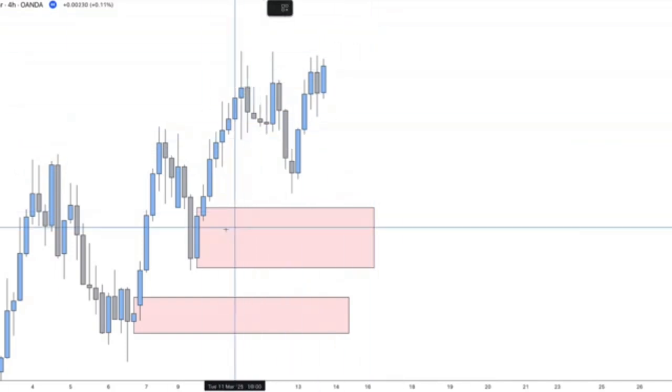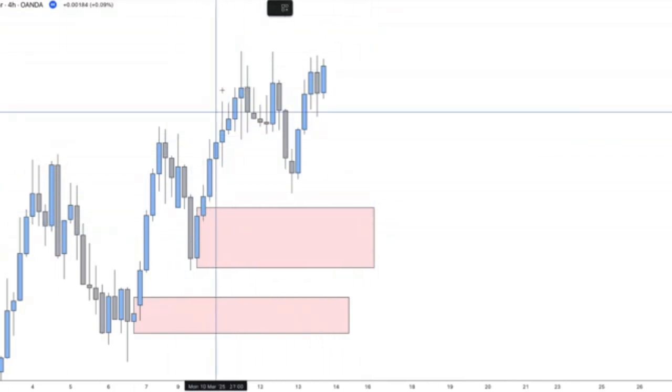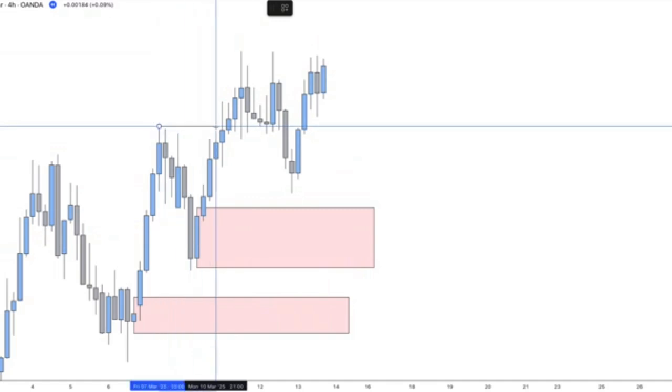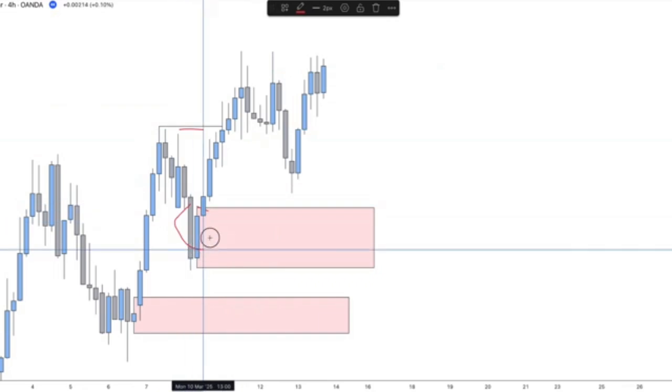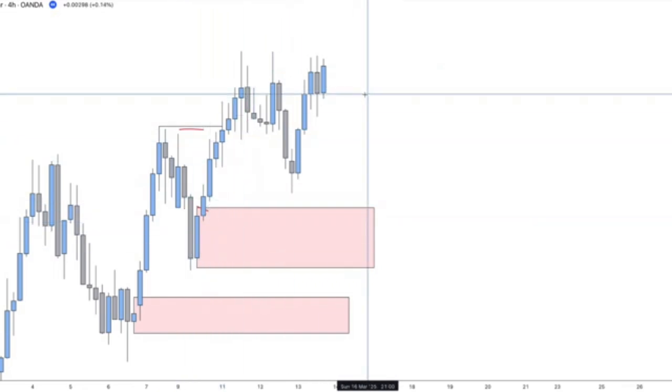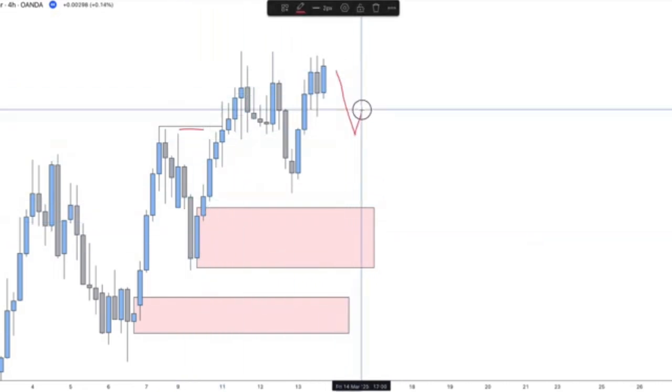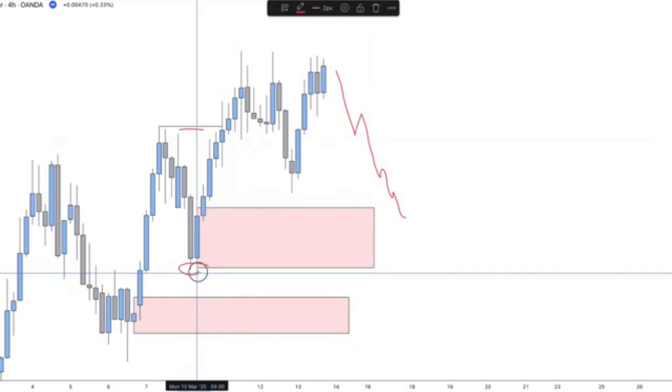So then zone number 2, this one below. Well, this one actually did create a break of structure, right? The break of structure is just there. And this came from this area of demand. So is this then going to be the right one to focus on? Well, there's no equal lows below, which is a good sign.